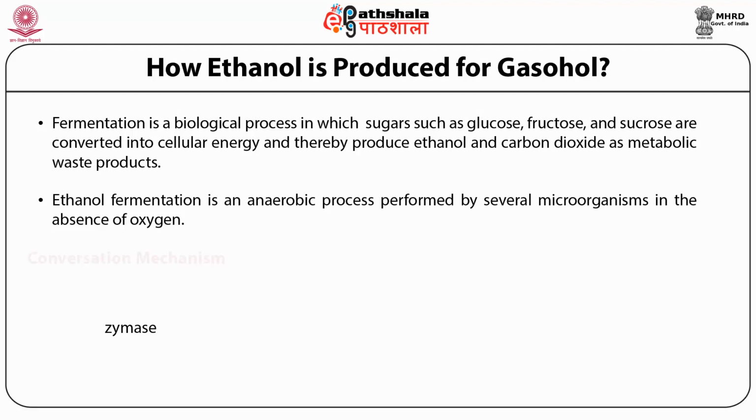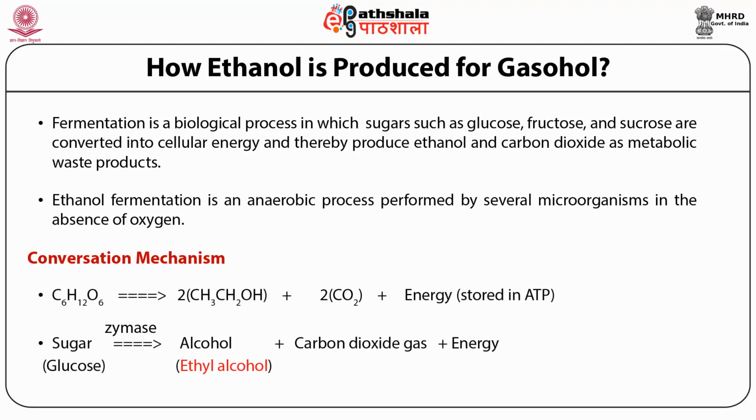The diagram below shows the conversion mechanism of the ethanol conversion process, in which one molecule of sucrose or glucose is utilized and converted into two molecules of ethyl alcohol and two molecules of carbon dioxide. Plus, it generates energy in the form of ATP, which gets stored inside the organisms as cellular energy. And this conversion process is mediated by an enzyme, zymase, which is particularly found in yeast.